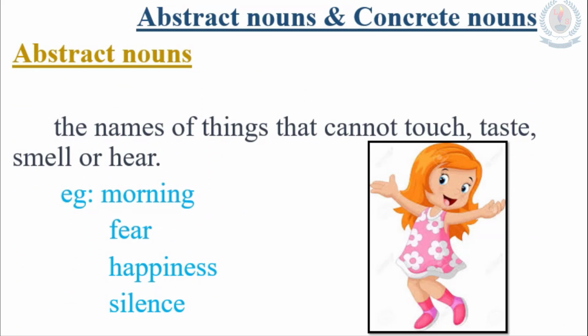Abstract nouns and concrete nouns. What is the meaning of abstract nouns? Abstract nouns means the names of things that we cannot touch, taste, smell, or hear. For an example, morning, fear, happiness, and silence. Can you guess some abstract nouns?